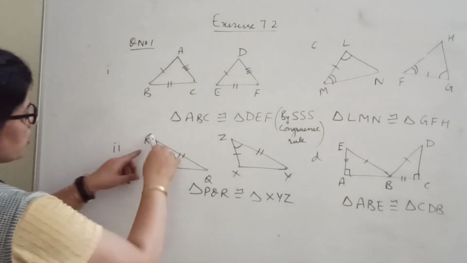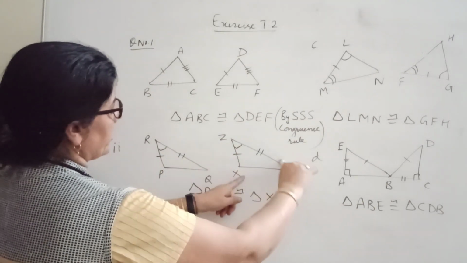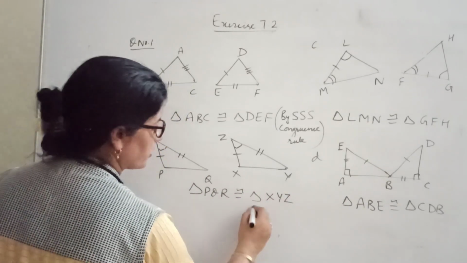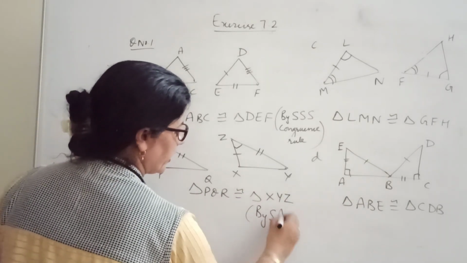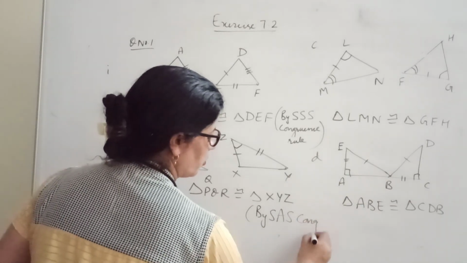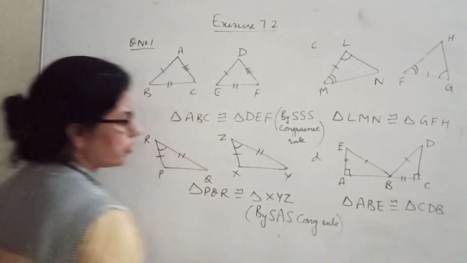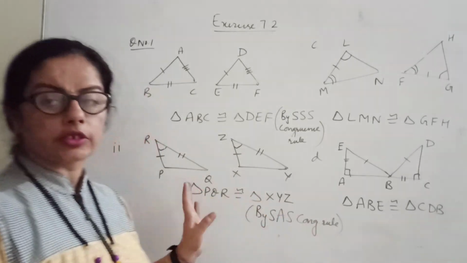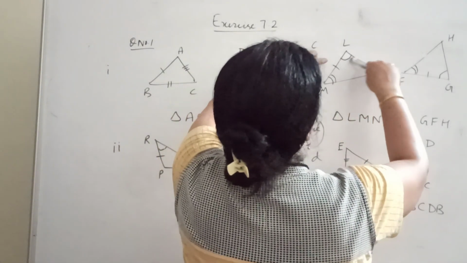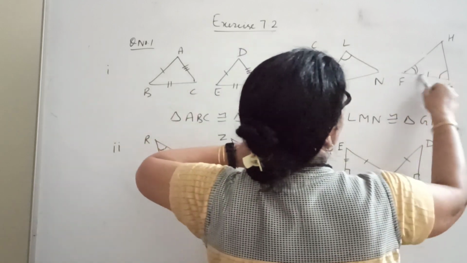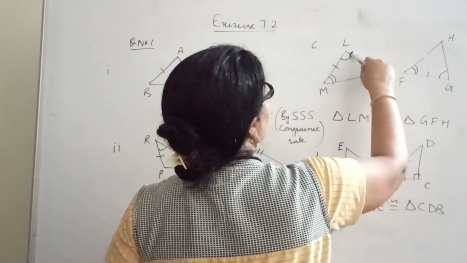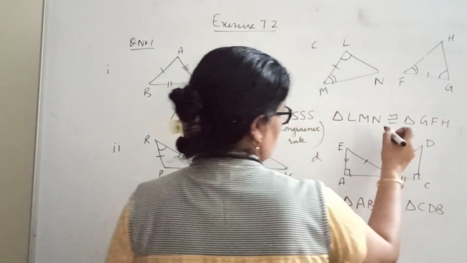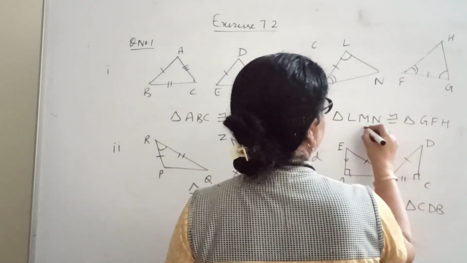Now see here, two sides are equal and the included angle is also equal. So we will write these triangles are congruent by SAS congruence rule. For congruence you can write CONG dot. Now see here, two angles and the included side, ASA. So here we will write by ASA congruence rule.